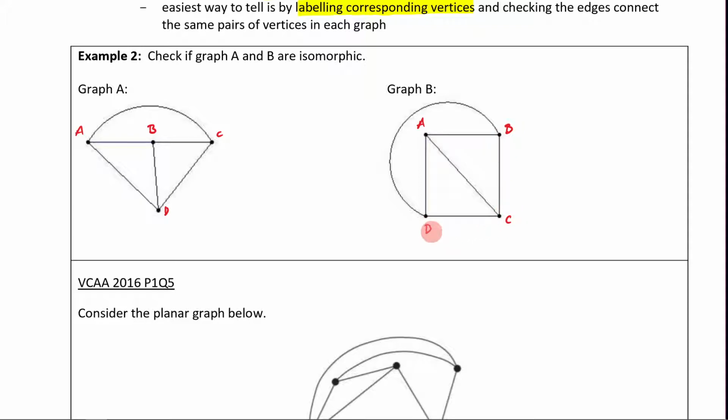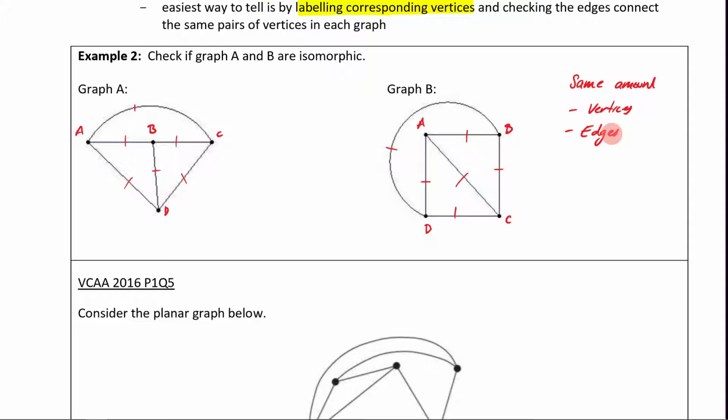Now, if this is an isomorphic graph, what should happen is that I should have the same amount of edges. So let's check that. 1, 2, 3, 4, 5, 6. 1, 2, 3, 4, 5, 6. So I have the same amount of edges, and the same amount of vertices.